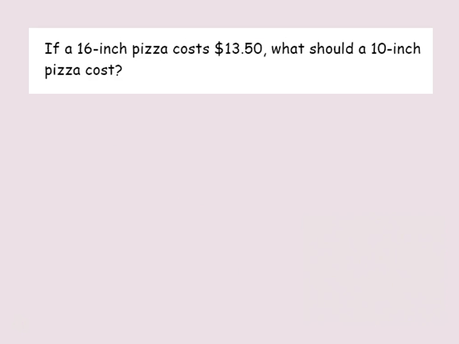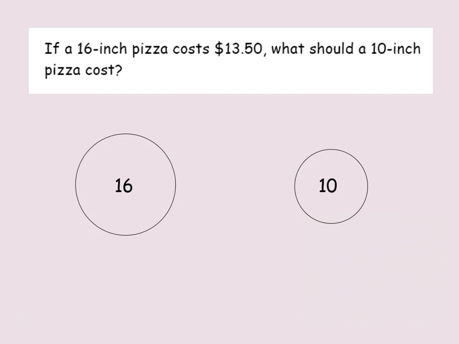Another example: a 16-inch pizza costs $13.50. What should a 10-inch pizza cost if we're going to use this knowledge of the fundamental theorem of similarity? If all things are fair, if it's the same deal, what would it cost? So here are two pizzas. We have a 16-inch pizza and a 10-inch pizza. We want to find out what that cost is going to be. The larger one is $13.50. We want to find this value here.